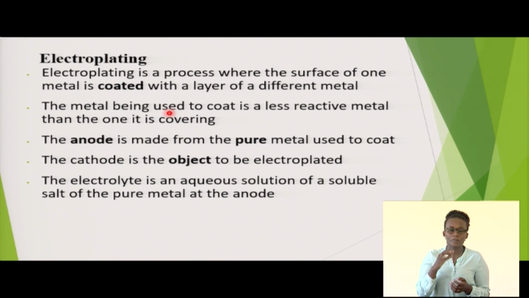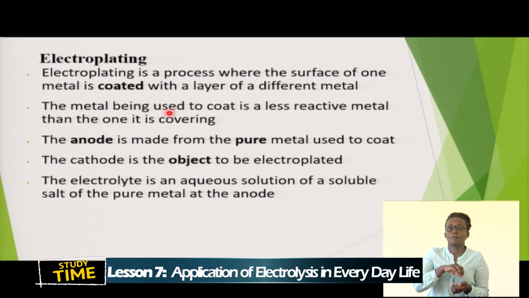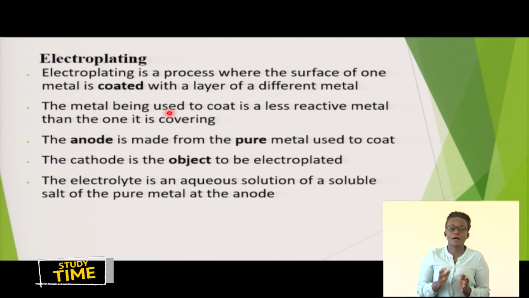Number 3, the cathode is the object to be electroplated. So once the metal used for coating is the anode, then the other metal that is going to be coated or electroplated must be the cathode on the other hand. That is almost like opposite. The one for coating must be the anode. The one to be coated must be the cathode. I think it makes sense there. Please take note of that because this is very important information that you need to carry on.